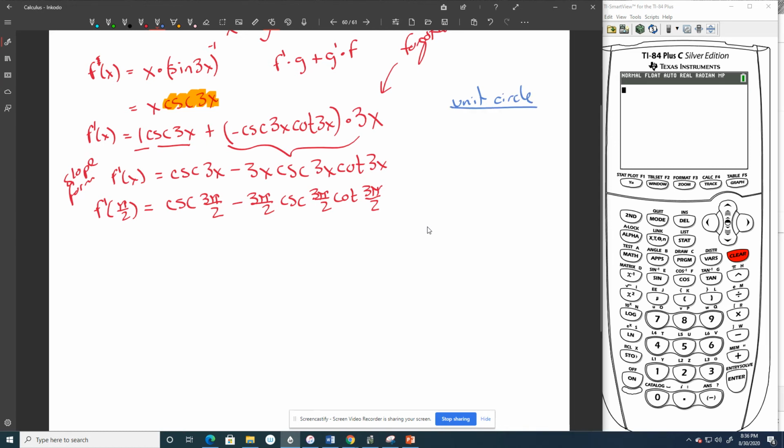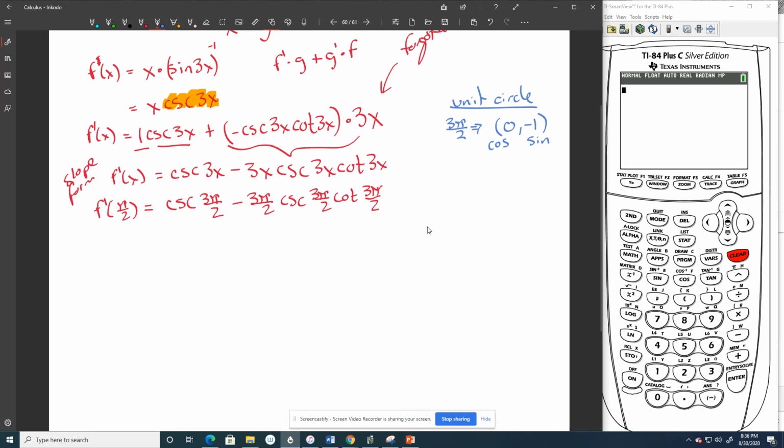If I think about my unit circle and I think about the point 3 pi halves, because what this is asking is at this point, at 3 pi halves radians, what's going on with the cosecant and cotangent? Well, at 3 pi halves, my ordered pair is (0, -1). That's my ordered pair on the graph. And remember that the first is my cosine, and this is my sine value.